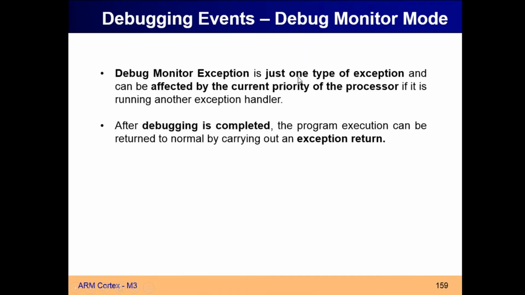So this is what I told. It is just one type of exception, so it will be affected by the current priority of the processor. Okay. And once the debugging is completed, program execution will return to normal, in the same way as you have seen in the exception return. So it is the same as any other exception. After the debugging is completed, the processor will come back to the actual code, the same as is carried out in a normal exception. So a normal exception return will happen.